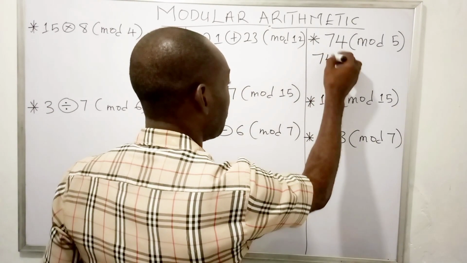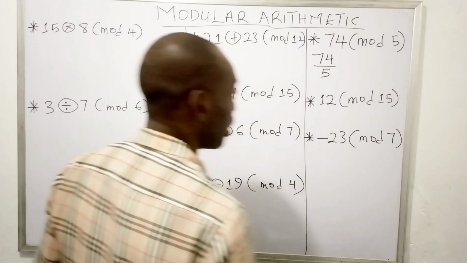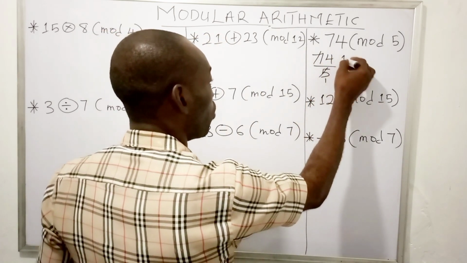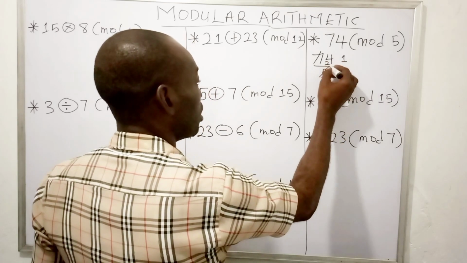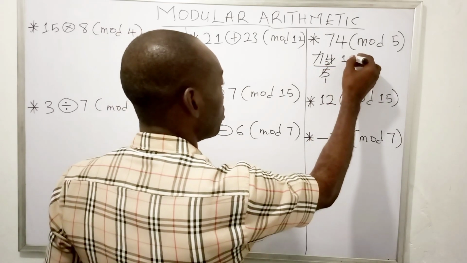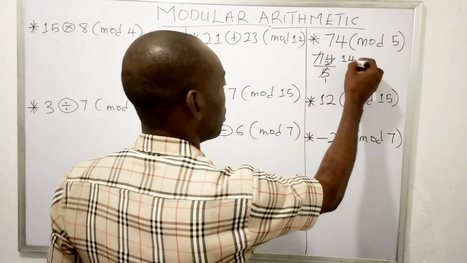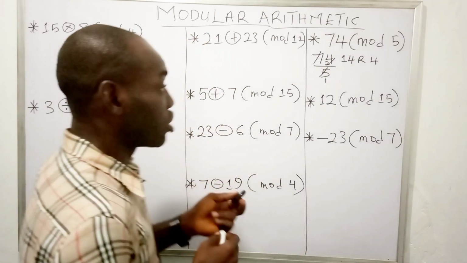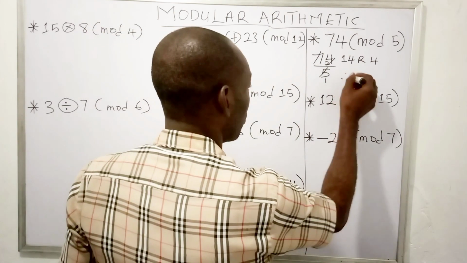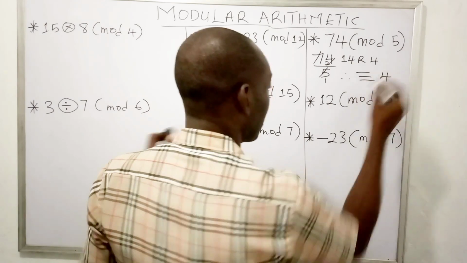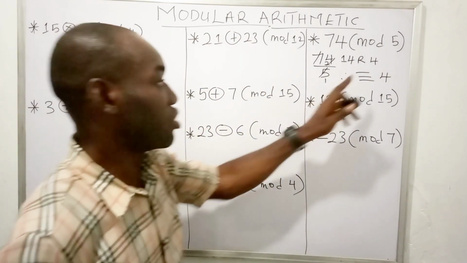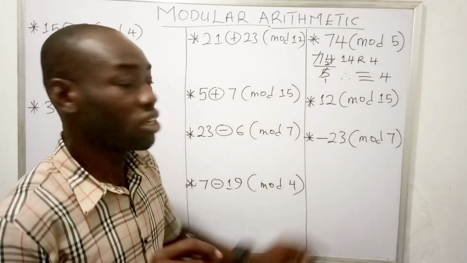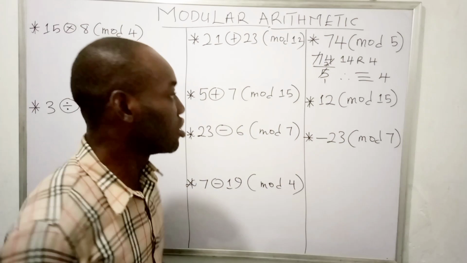So let's see that now. We divide 74 by 5. When we do that division, 5 into 7 goes 1 time with a remainder of 2. And 5 into 24 goes 4 times with a remainder of 4. Therefore, your answer here is 4. Take note, it's the remainder that is your solution, not the quotient.